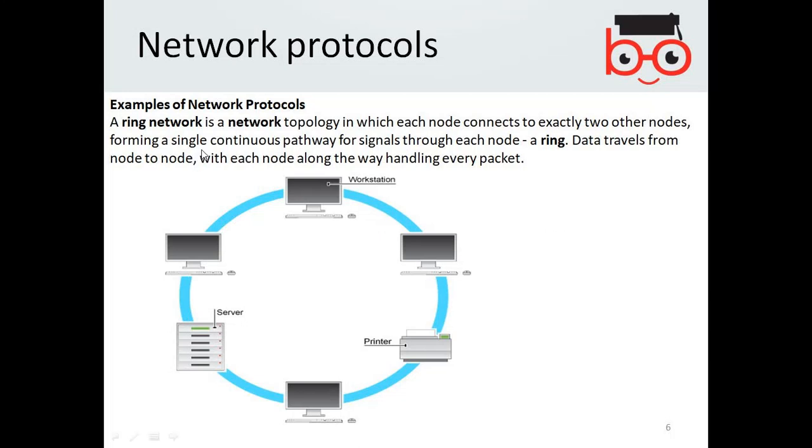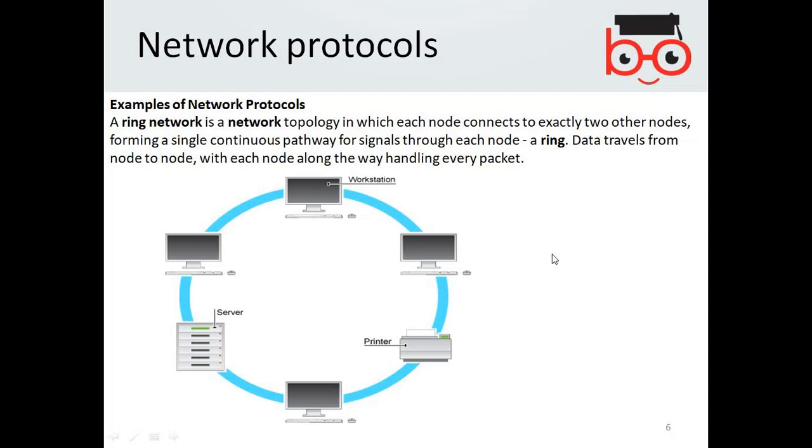It forms a single continuous pathway for signals through each node, a ring. Data travels from node to node, with each node along the way handling every packet. Basically, we are going into very abstract definitions of these types of protocols. If needed, we can go into the details, but at the moment let's have introductory information about them.